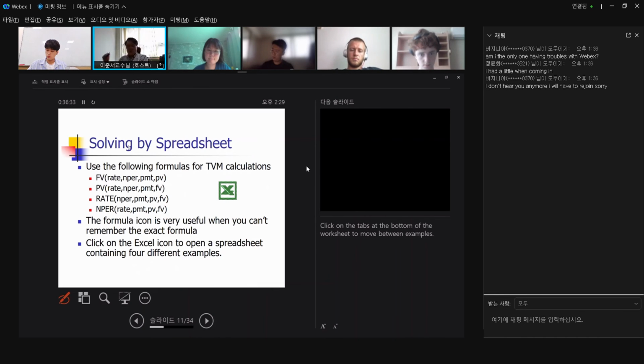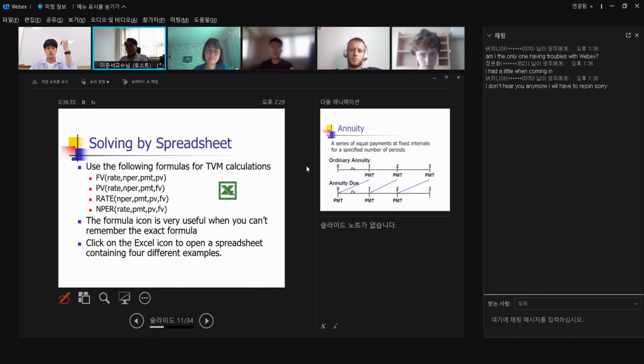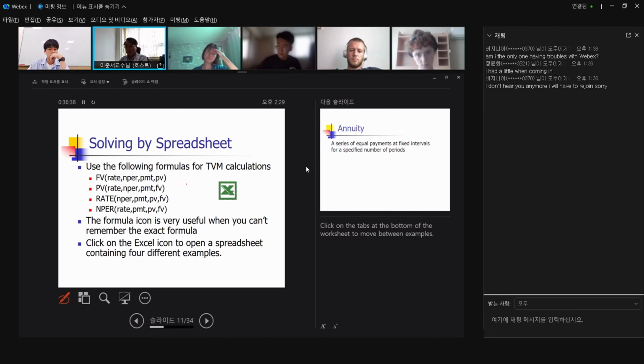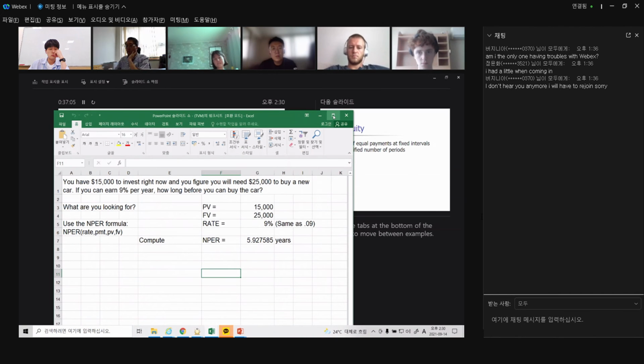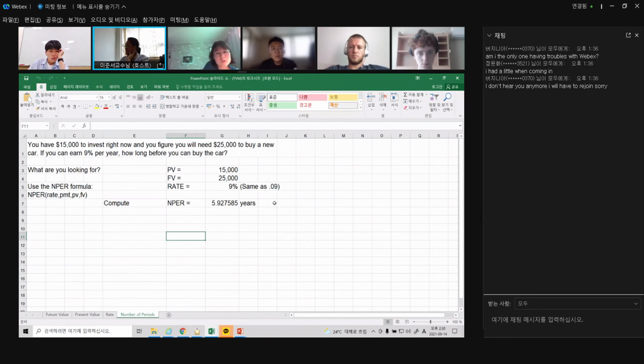Okay, then how can you solve this one? By using a spreadsheet. If you click this icon, the formula icon, it is very useful when you cannot remember the exact formula. If you click this special icon, then you can see what happens. Okay, there you go. Can you see? You can see, right? Yeah, okay.